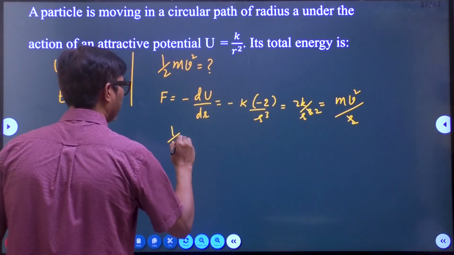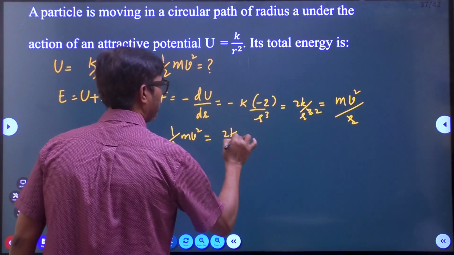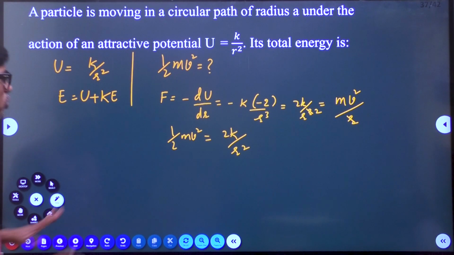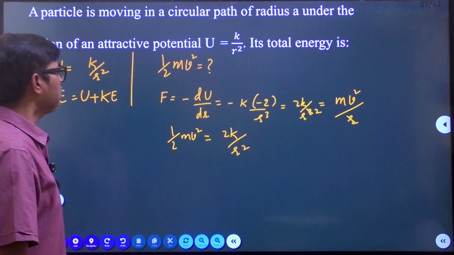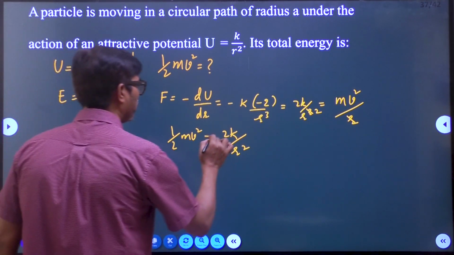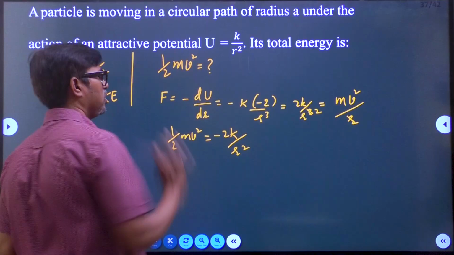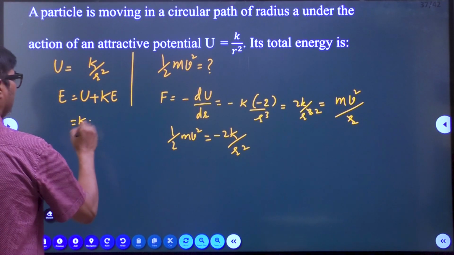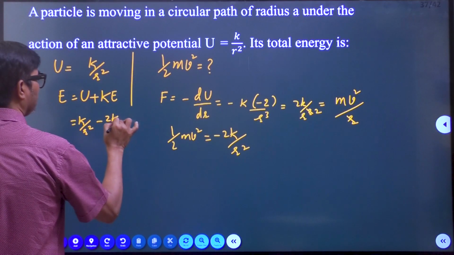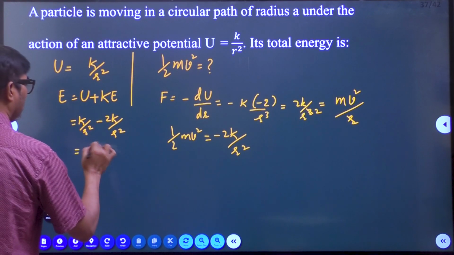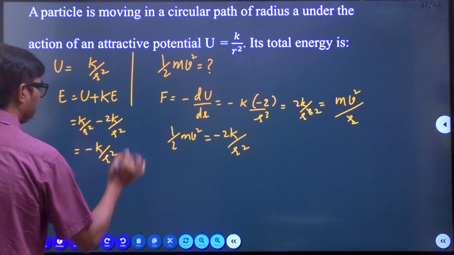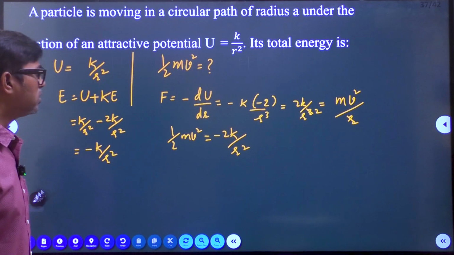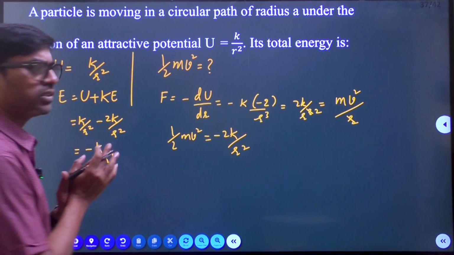Then half mv squared from here I can calculate. That will be 2k by r squared. Now if I want to go accurately, I'll put a minus over here because k is negative according to this. In that case, total energy will be k by r squared minus 2k by r squared, and that's going to be minus k by r squared. That should be the energy that we are getting. But anyway, that sign difference is there. I hope you understood the point, but that's how we can solve this problem.